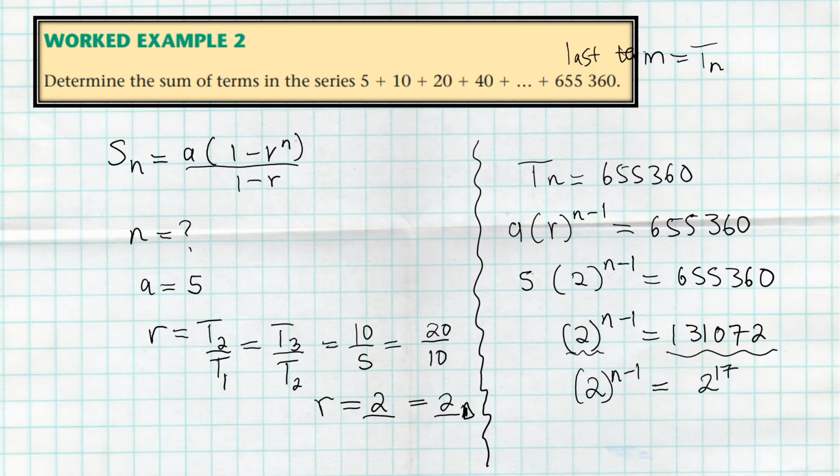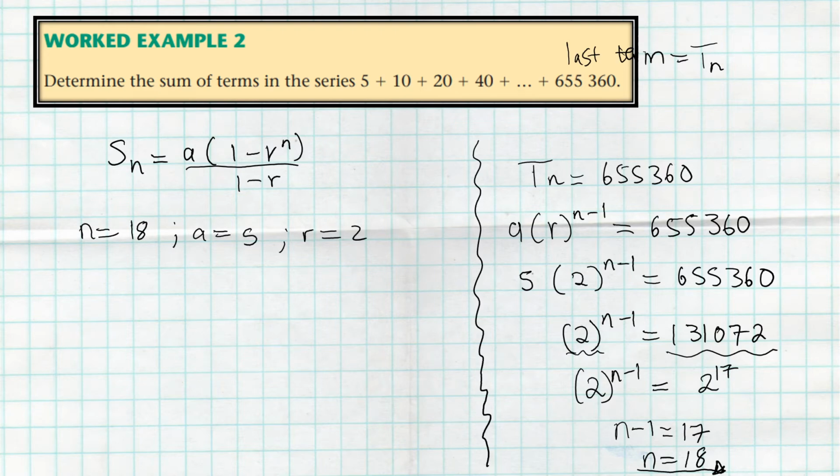Now the bases are the same, so we can equate the exponents. So n minus 1 equals 17. Our n is equal to what? 18, right? When you take the 1 to the other side. So now we have all our unknowns. Now we can go and calculate what? The sum, right? Okay, let's go and calculate the sum.